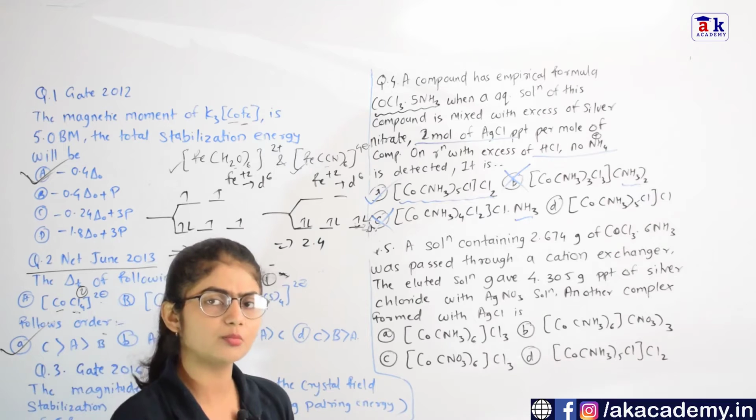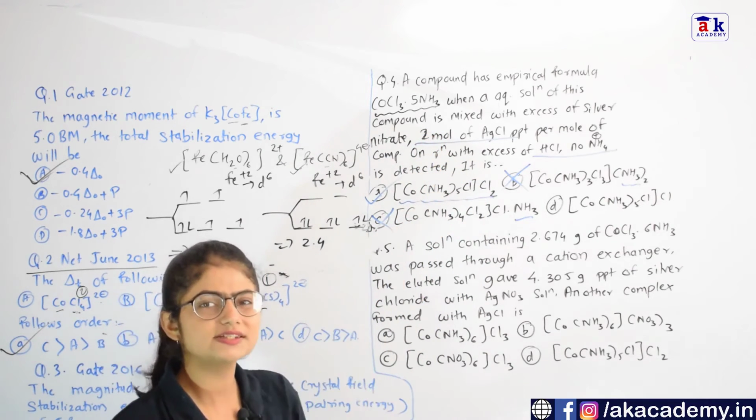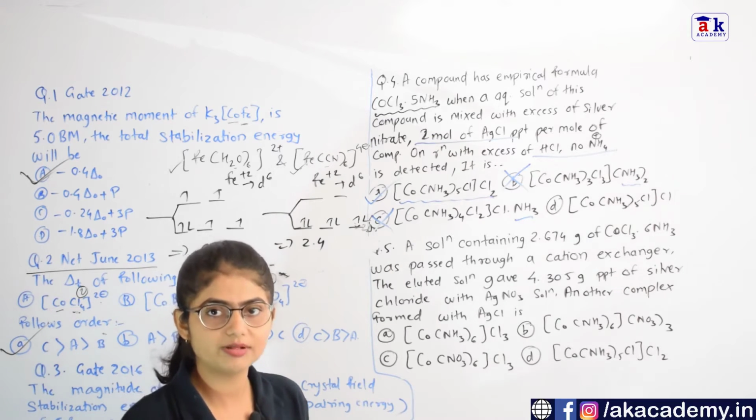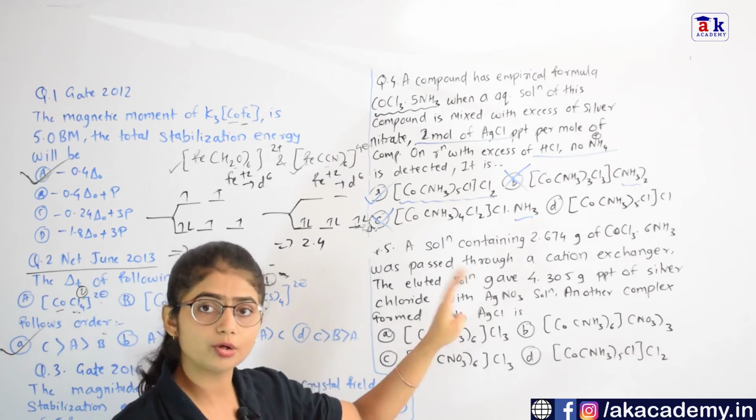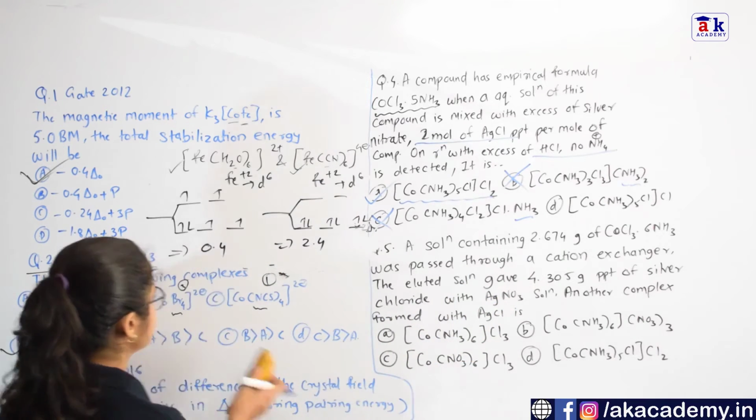Suppose we have been given the number of moles, like in this particular question we have been given the number of moles of AgCl, so we can easily tell that 2 chloride ions must be in the ionization sphere and the question can be easily tackled. But here we have not been given the number of moles of AgCl formed, so we have to find it out. Let us see how to find it out.